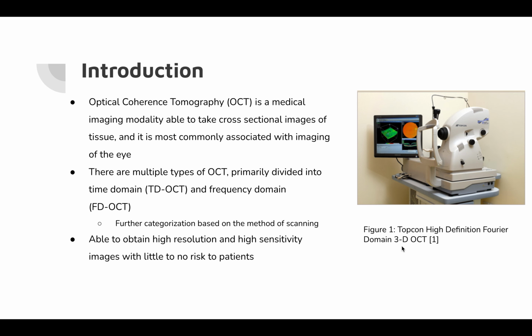To begin, optical coherence tomography is a medical imaging modality able to take cross-sectional images of tissue, and it is most commonly associated with imaging of the eye. There are multiple types of optical coherence tomography, or OCT. Time domain OCT is referred to as first generation OCT, and Fourier or frequency domain OCT is referred to as second generation OCT. Fourier domain OCT is further categorized into swept source and spectral domain, which I will go more into detail later. OCT has become used increasingly more frequently in the past 15 years due to its ability to obtain high-resolution images with high detection sensitivity and posing little to no risk to patients. Here on the right, you can see a typical OCT machine used in ophthalmology.